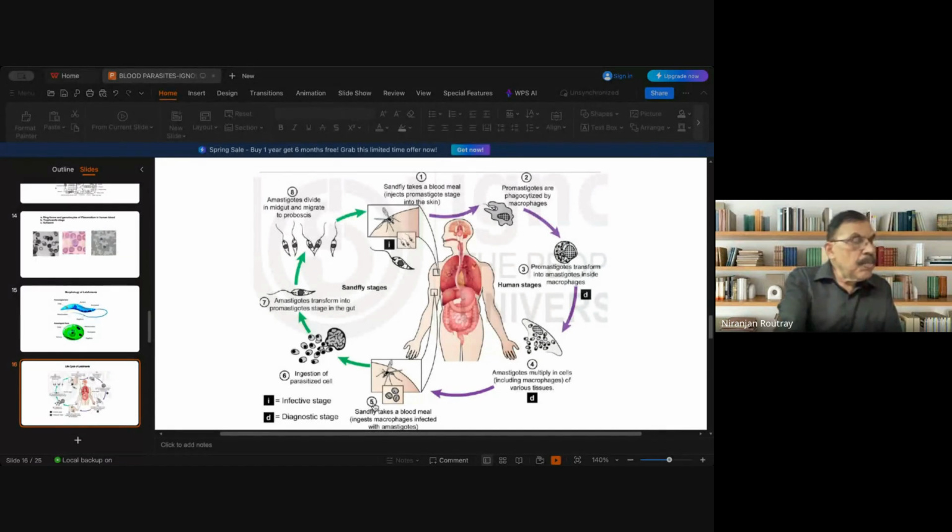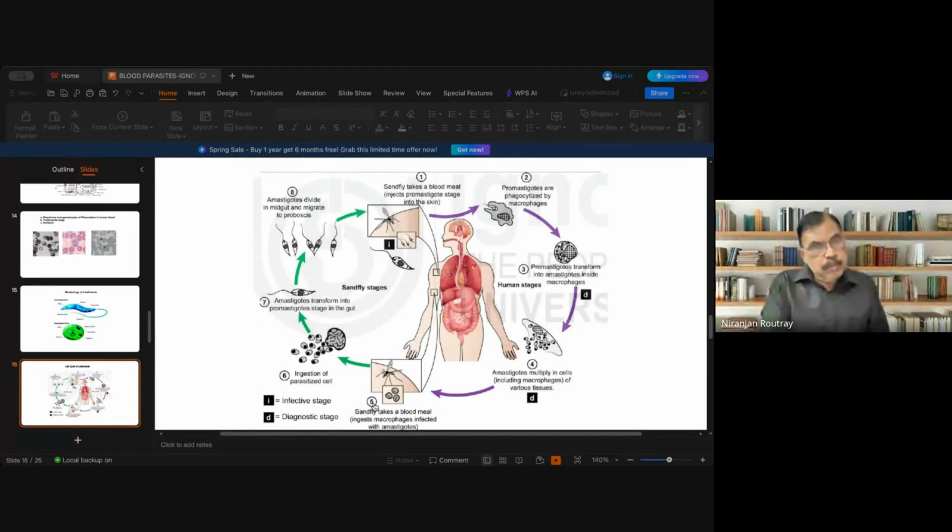The amastigote form of the parasite multiplies and divides inside the macrophages. Simply, all human blood parasites increase their number by dividing. So they divide inside the macrophages, which are present in the reticuloendothelial system, by binary fission. Binary fission means division from one organism into two. It is not multiple division like that of the malarial parasite. It is a binary fission.